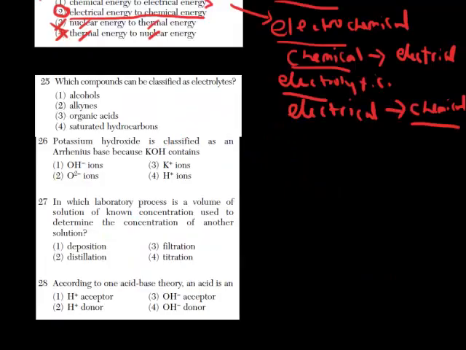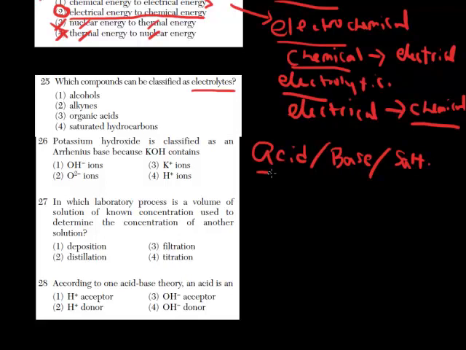Question 25, we venture back into organic chemistry. Which compounds can be classified as electrolytes? It's a little bit of electrochemistry. It's also a little bit of acid and base. So we have entered the acid-base zone. Usually we throw the word salt on there also in the name of this unit.